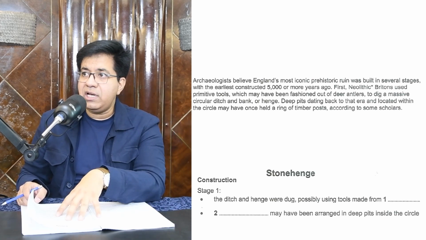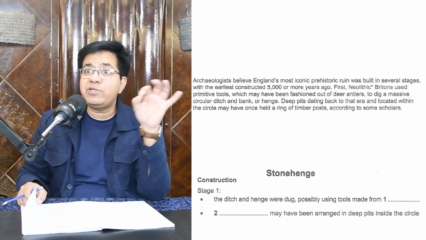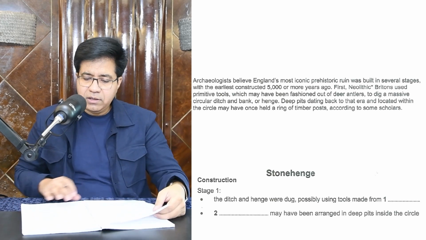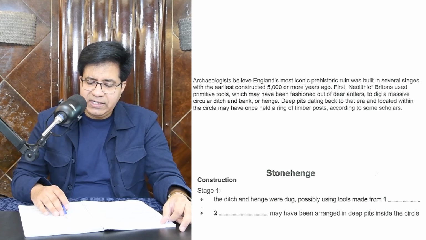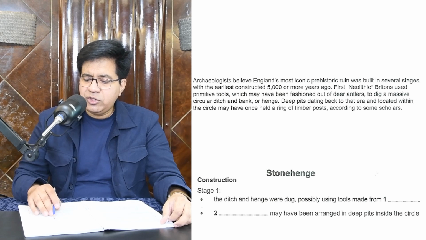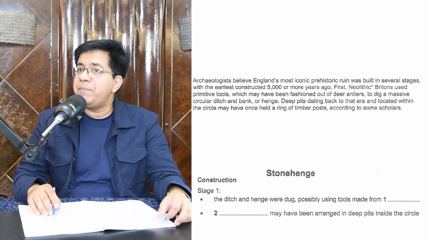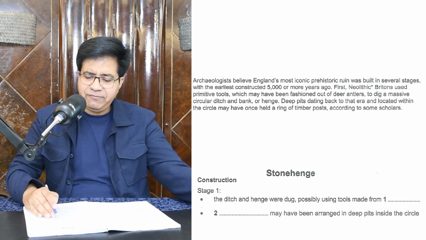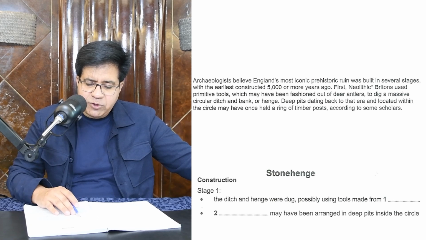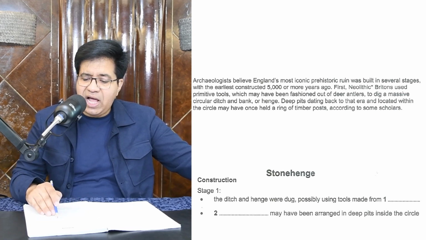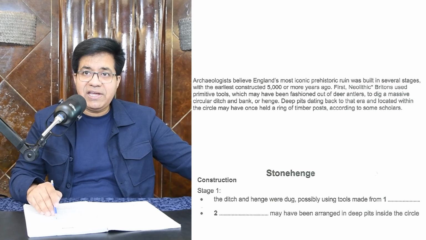Once you know the location, now you read the question. From the question we found a clue word, and the clue word was stage 1. And now we are just reading it here. Now let's read the question. Stage 1, the ditch and henge were dug, possibly using tools made from. Now the material with which they made the tools, that material will be the answer. So second paragraph, second line after full stop, first: Neolithic Britons used primitive tools which may have been fashioned out of deer antlers. So tools were made from deer antlers.